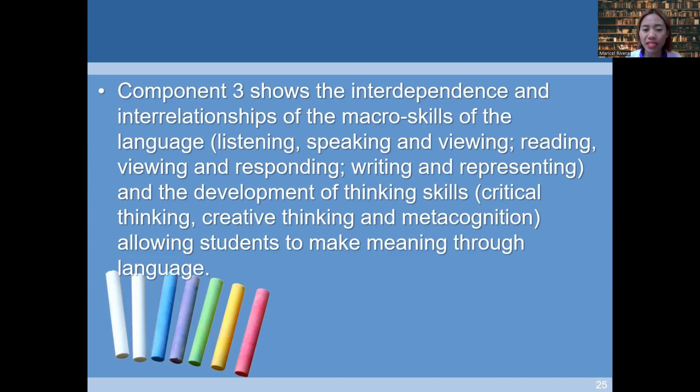So writing and representing and the development of thinking skills, we do have here the critical thinking, the creative thinking, and the thinking beyond thinking or metacognition, and we allow the students to actually make meaning through language. So language is very important.